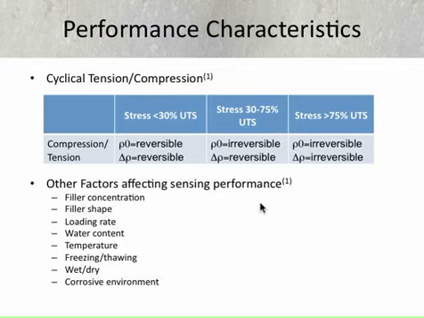When we look at the cyclical loading, the performance characteristics for compression and tension tend to be similar though. When the stress is below 30% of the ultimate tensile strength, both the baseline resistivity and change in resistivity are both reversible. As the stress increases, we can see how the baseline becomes irreversible. And then once above 75% of the ultimate tensile strength, both of them are irreversible. It can also be seen that many other factors can affect resistivity and thus can be sensed: the concentration of the filler, for example, using the matrix, the shape of the filler, the water content, the type of environment.